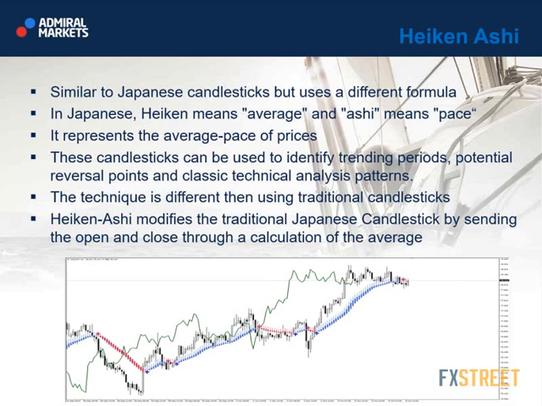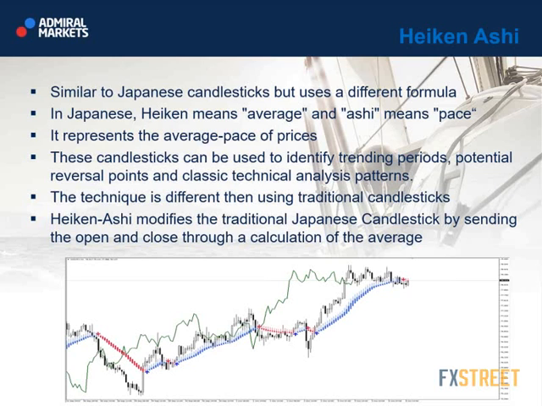In Japanese, Heiken means average, and Ashi means pace. So it's an average pace of the price. Because of that, we cannot comprehend Heiken Ashi as a simple price action tool. We need to know that every Heiken Ashi candle printed on the chart is basically the average of price. Because of that, it's used to identify trending periods, potential reversal points, and classic technical analysis patterns.